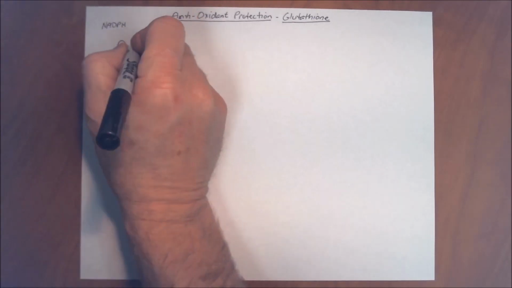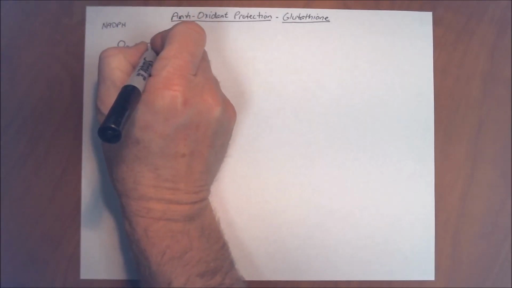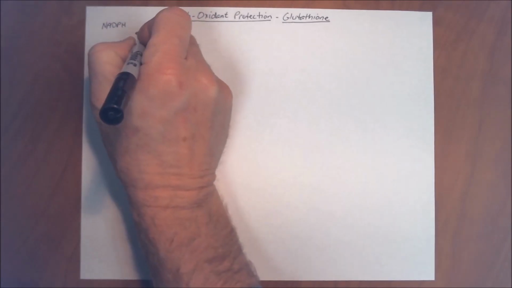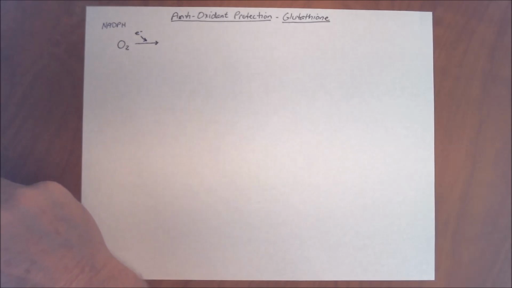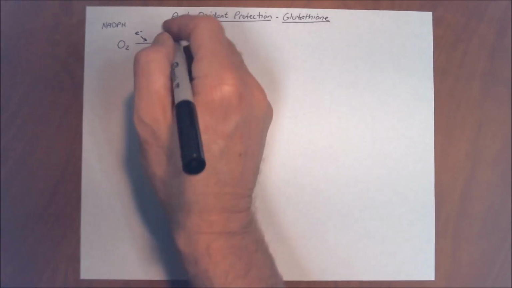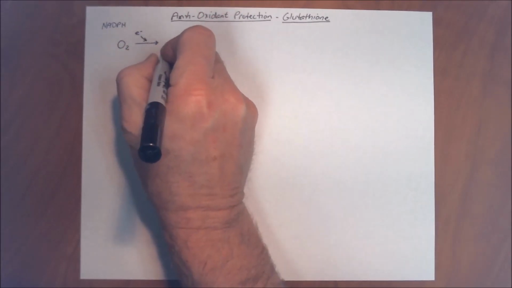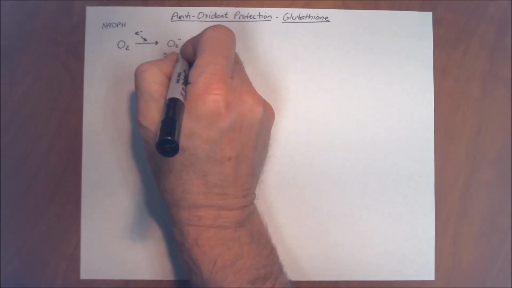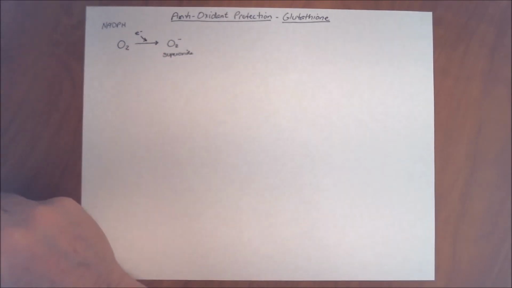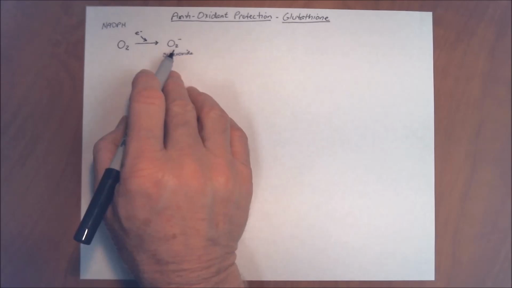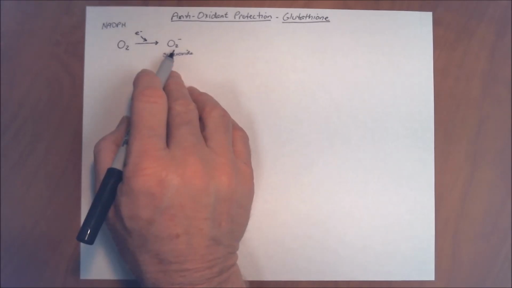oxygen. So if oxygen accepts an electron in an uncontrolled oxidative reaction, we are going to generate a superoxide free radical. Now this extra electron is an unpaired electron, and so this can attack many different compounds, including lipids, proteins, carbohydrates, nucleic acids.